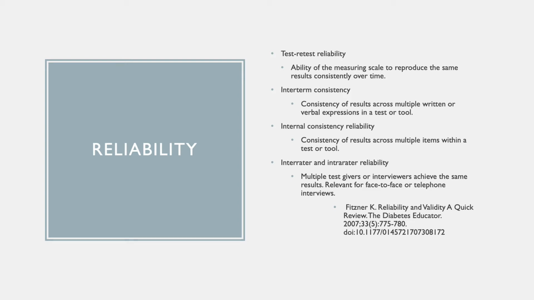Karen Fitzer published a brief explanation of different types of reliability. The citation is included for you if you want to read it and learn more. It is a very nice synopsis of the issues of reliability and validity, and in it, she identifies test-retest reliability, which is the ability of the measuring scale to reproduce the same results consistently over time. Interterm consistency is the consistency of results across multiple written or verbal expressions in a test or a tool. Internal consistency reliability is the consistency of results across multiple items within a test or a tool. And inter-rater or intra-rater reliability means that multiple test givers or interviewers achieve the same results, relevant for face-to-face or telephone interviews.